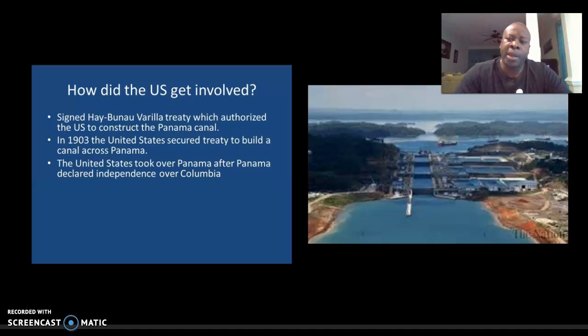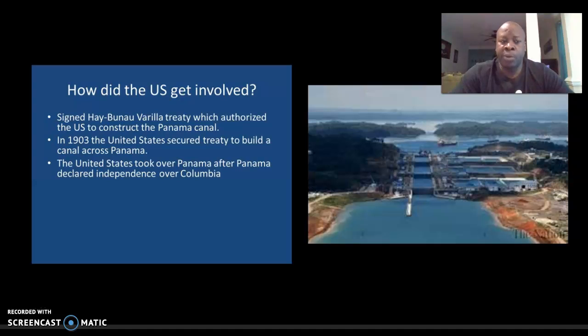But how we got into Panama was basically because of the Panama Canal. Before the Panama Canal was built, the U.S. wanted to build a canal through Colombia, which was denied by Colombia. At this time, Panama was also a territory of Colombia. So what the U.S. in turn did for Panama was help them get their independence from Colombia.